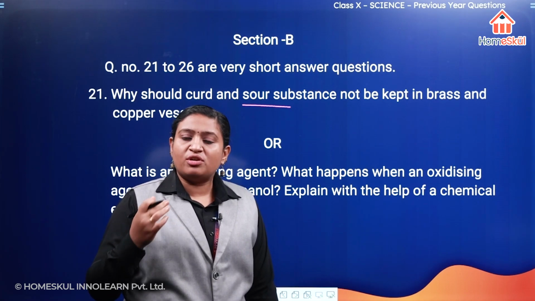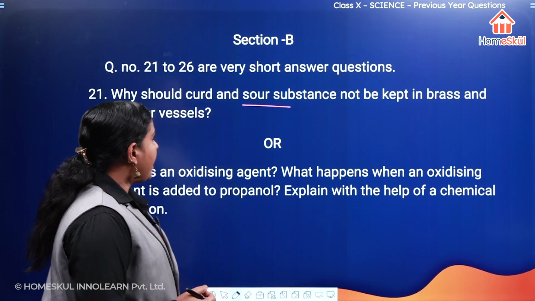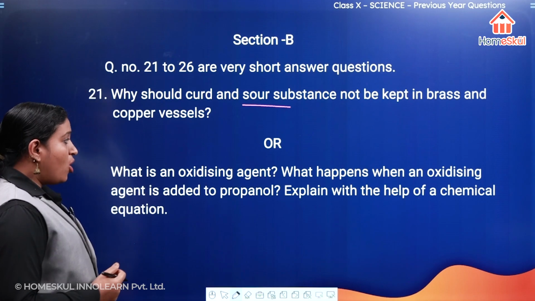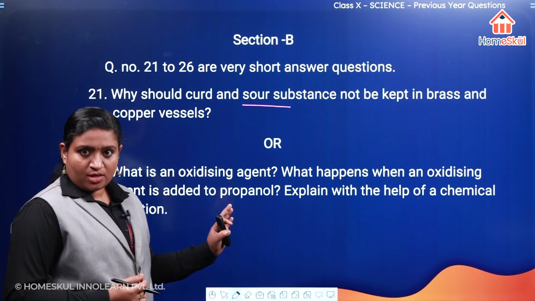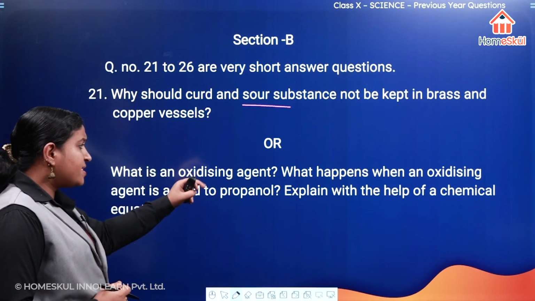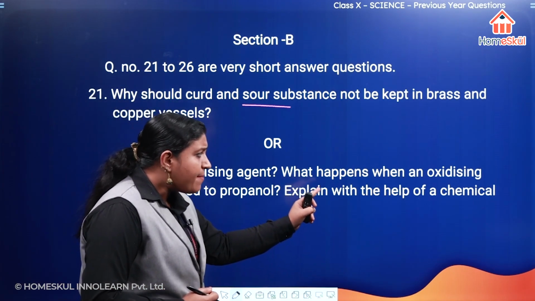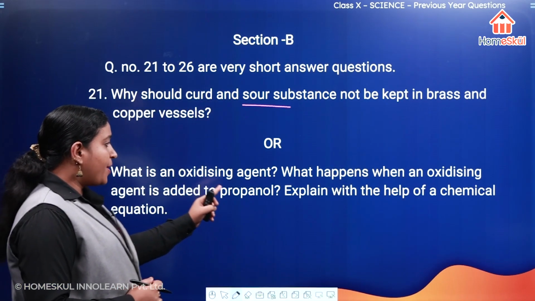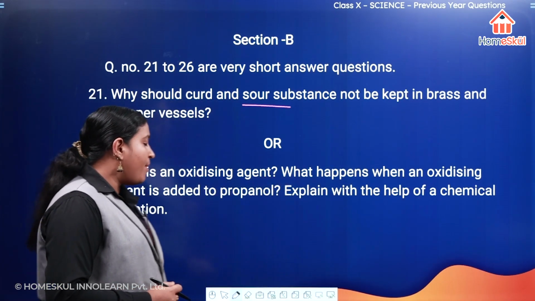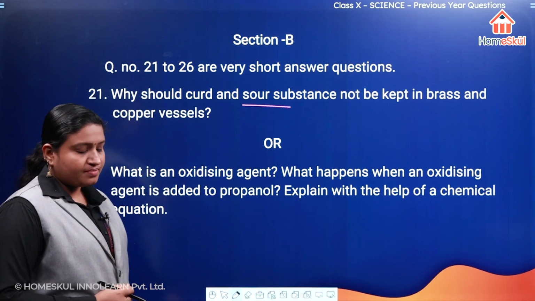So, as a result, the food will be spoiled. Okay. Now, coming to the OR question. Make sure you attend only any one question. What is an oxidizing agent? What happens when an oxidizing agent is added to propanol? Explain with the help of a chemical equation.